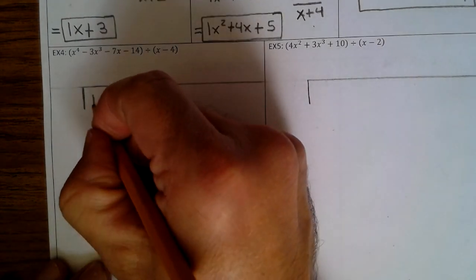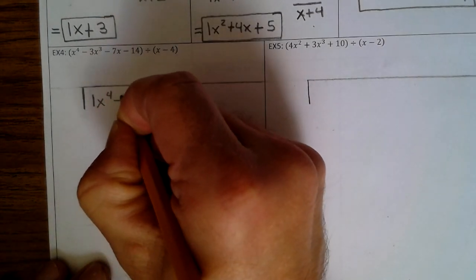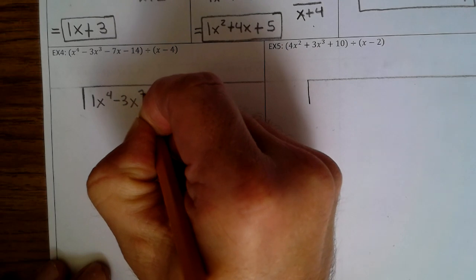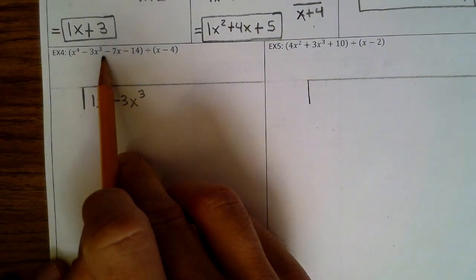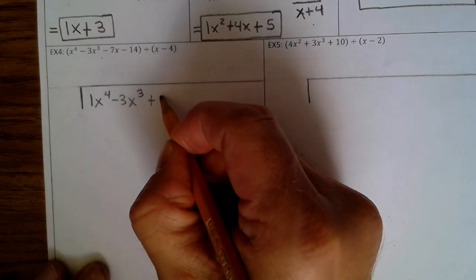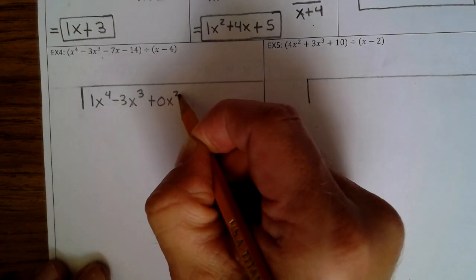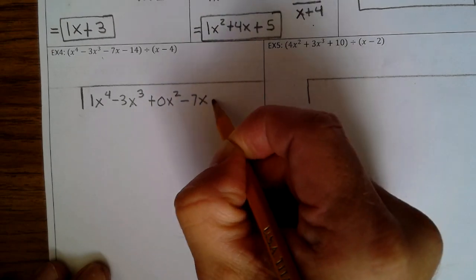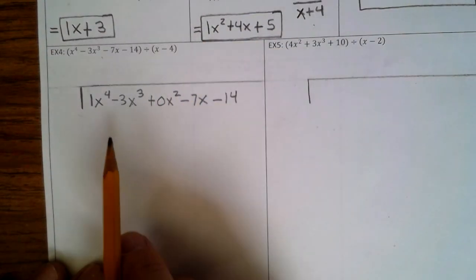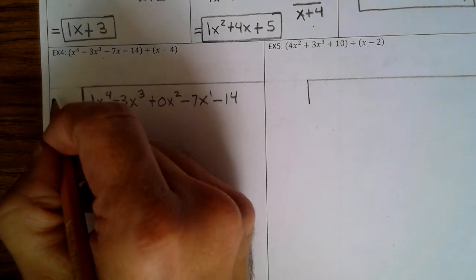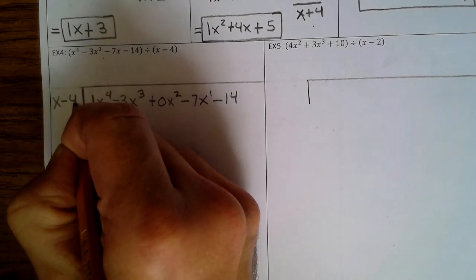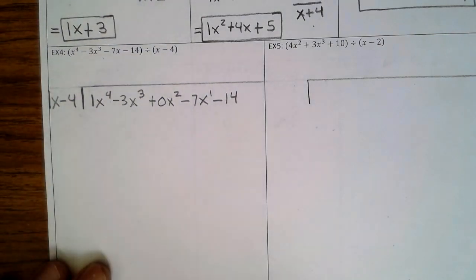Okay, so 1x to the 4th minus 3x cubed. Now, you have to be careful. You have to have every exponent listed. They're missing an x squared, so you have to put plus 0x squared, then minus 7x minus 14. You have to have every exponent. So 4, 3, 2, and then technically that's a 1. Okay? By x minus 4. Put a 1 there. Okay?